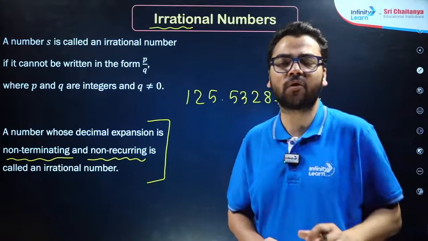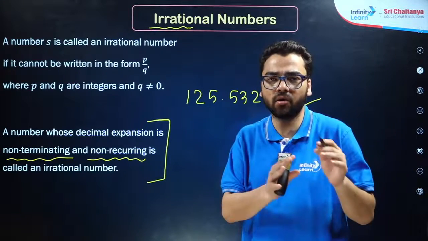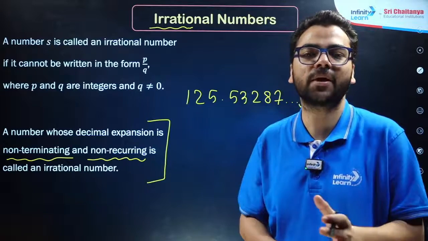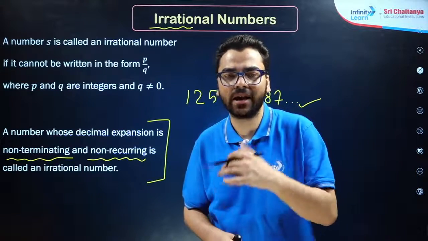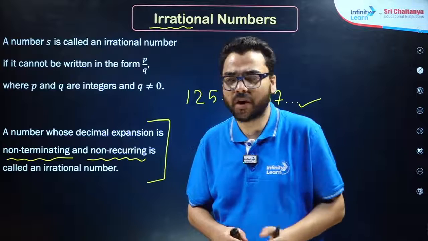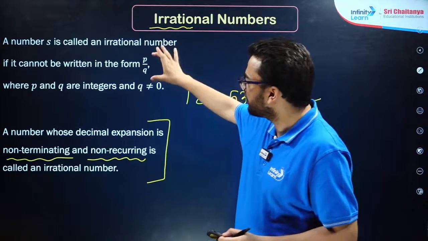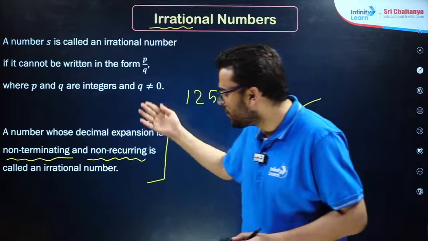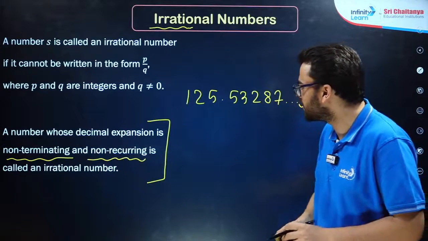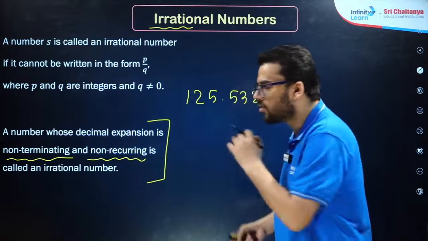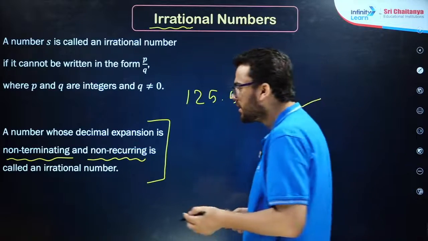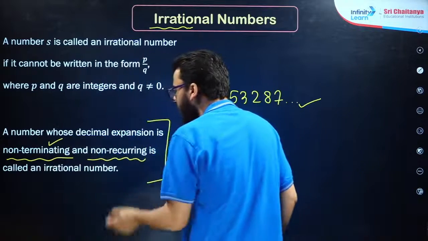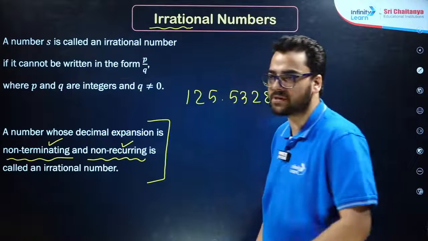Any number of that form is an irrational number which cannot be written in the form of P by Q, where P and Q are integers and Q is not equal to 0. Because it cannot be written in that form, you will not be able to find a decimal representation which is terminating or recurring. You will every time see a non-terminating and non-recurring decimal representation.